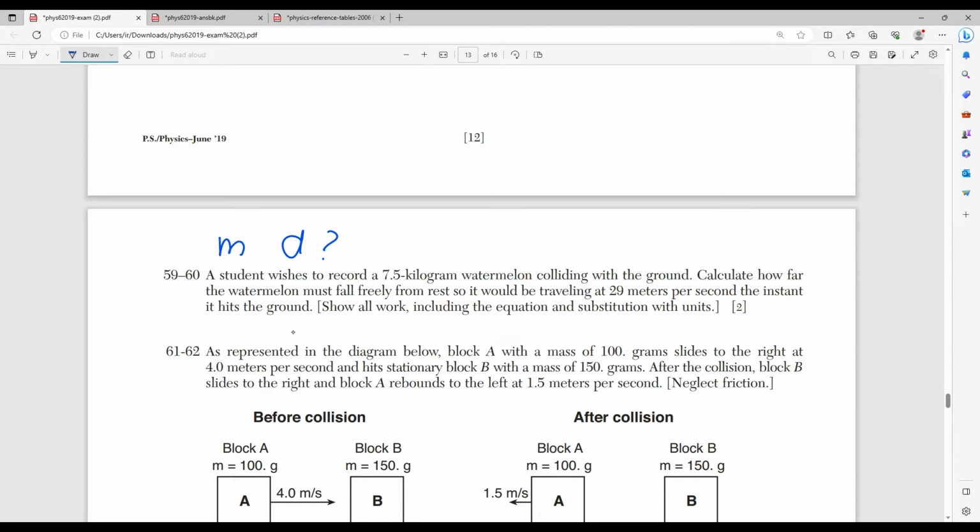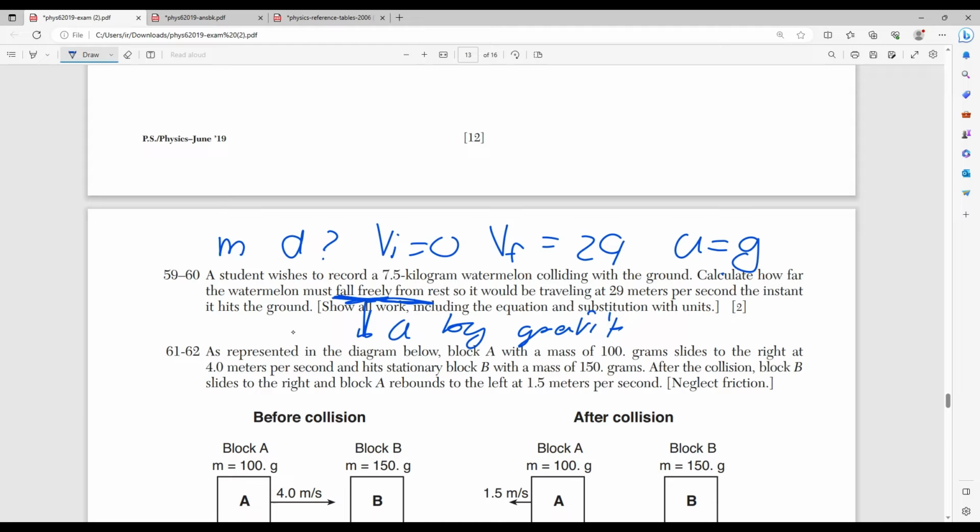We know that it falls freely from rest, so we know that our v initial is 0. It gives us a vf of 29 meters per second, and we know that it's accelerating by gravity, because it's just free fall. If something is freely falling, it's accelerating by gravity. And we're trying to solve for d.